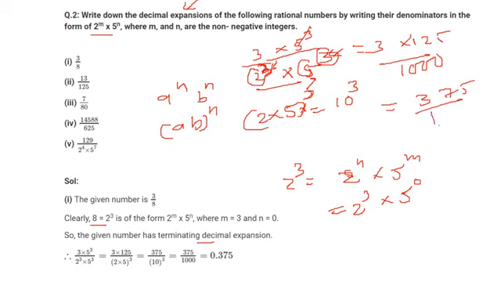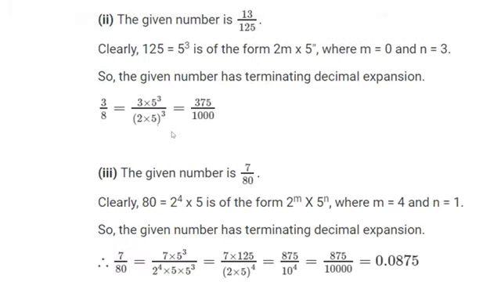So 375 by 1000. So how do we write it? 1, 2, 3, three zeros. So 1, 2, 3, 0.375. This is the answer. I'll take one more of these. Let me take this one.